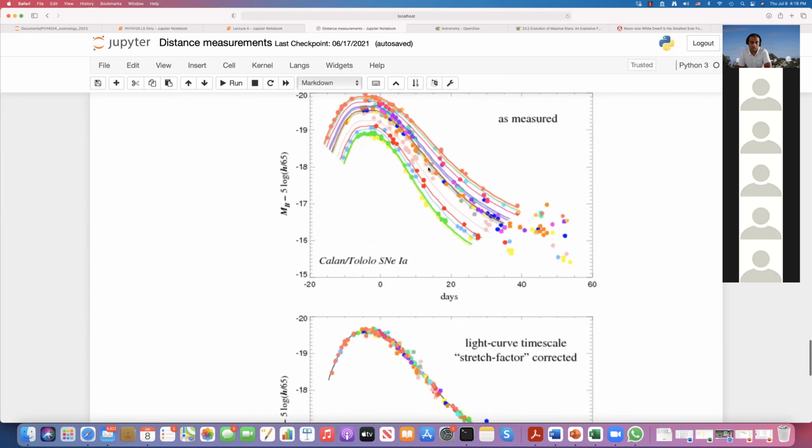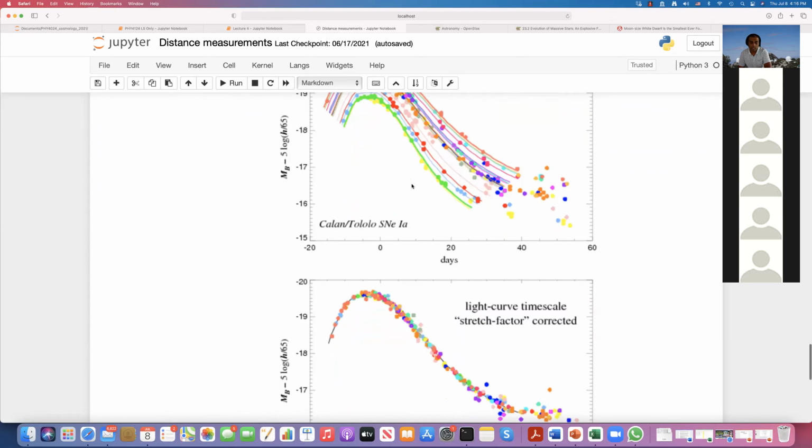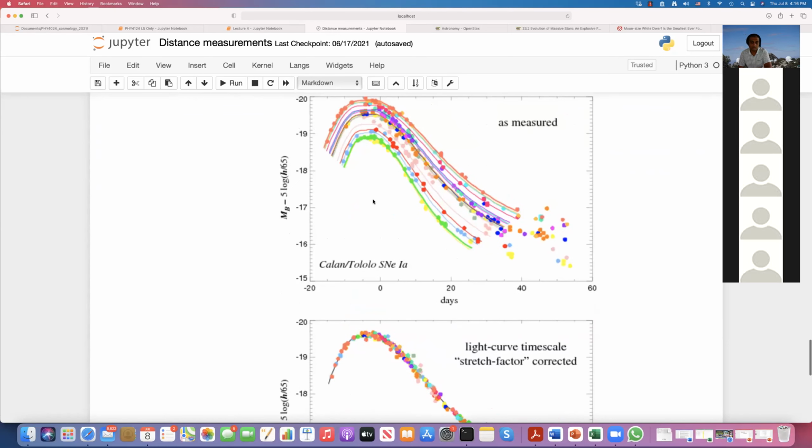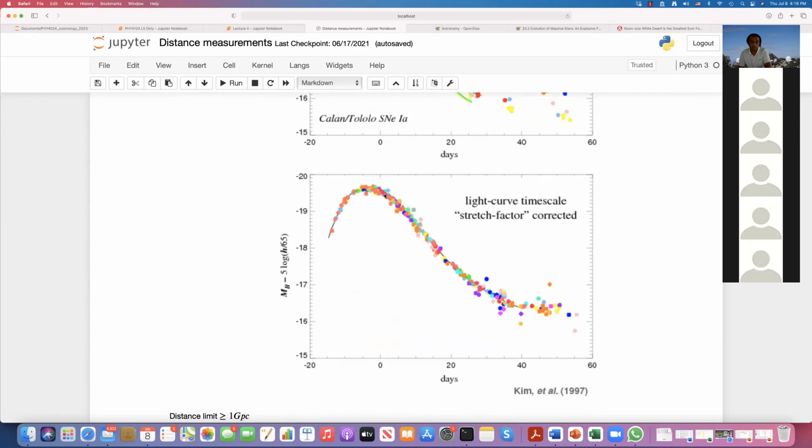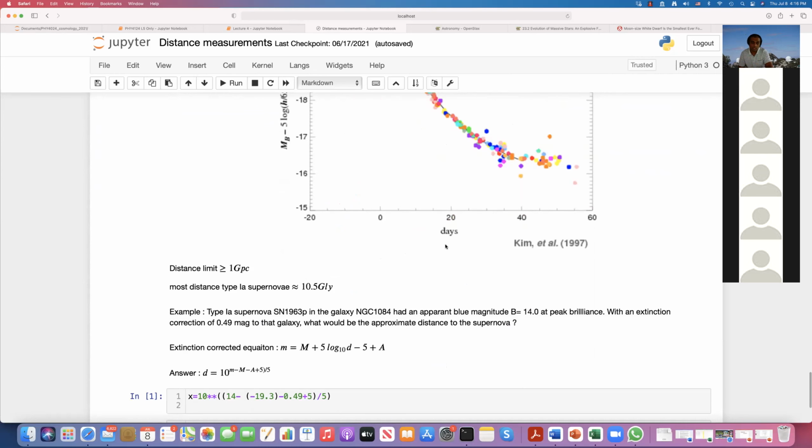Now, for these curves there is something called a stretch factor, where you can apply the stretch factor and make all these curves coincide on this graph, right? You don't need to worry about that. That's something extra. But what you need to know here is that from this method, you can measure distances even greater than gigaparsecs, right? And the most distant type 1a supernova that we know is around this much distance, right?